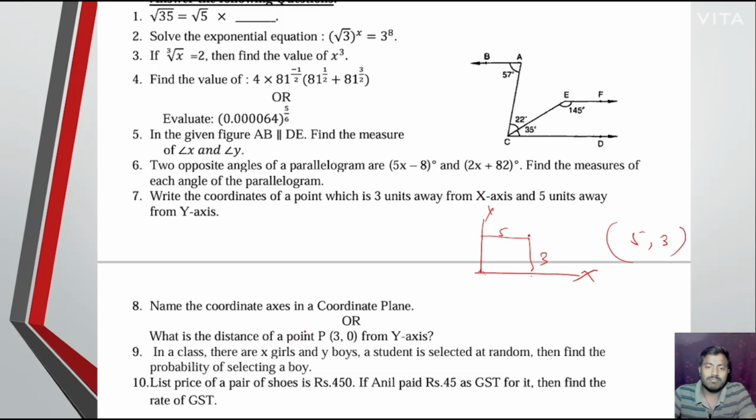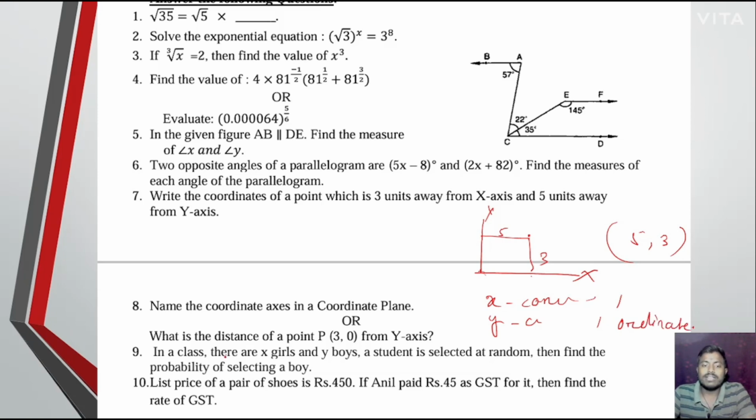So next question number 8. Name the coordinates of the axes in the coordinate plane. Okay, first is x coordinate and y coordinate. X coordinate is also known as abscissa and y coordinate is known as ordinate.